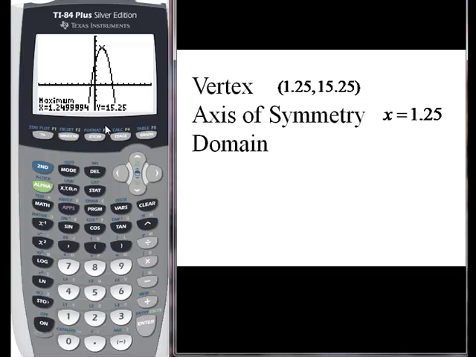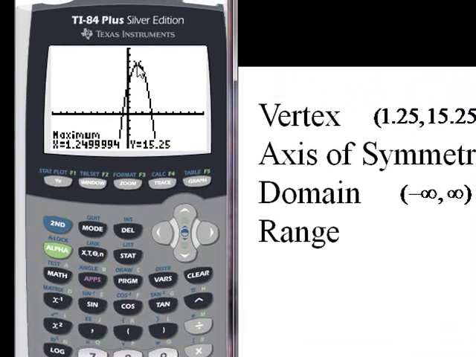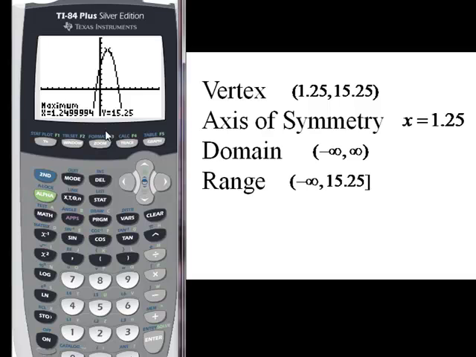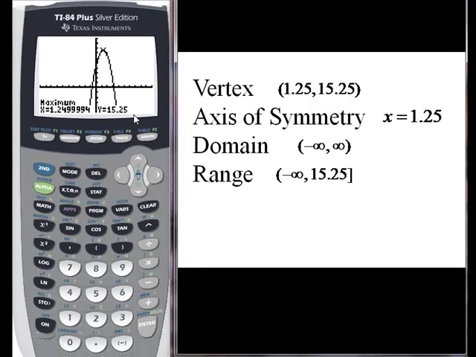Now the domain. Unless we're in a context, the domain of quadratics is always going to be all reals. As we can see, it's just going to keep on going to positive and negative infinity. The range, though, we can see there's a y value here where it caps off and goes down. Looking vertically, the highest this thing ever goes is the vertex. So the range goes from negative infinity up to the y-coordinate of the vertex, which is negative infinity to 15.25, and it does include 15.25 because we can get that as an output.